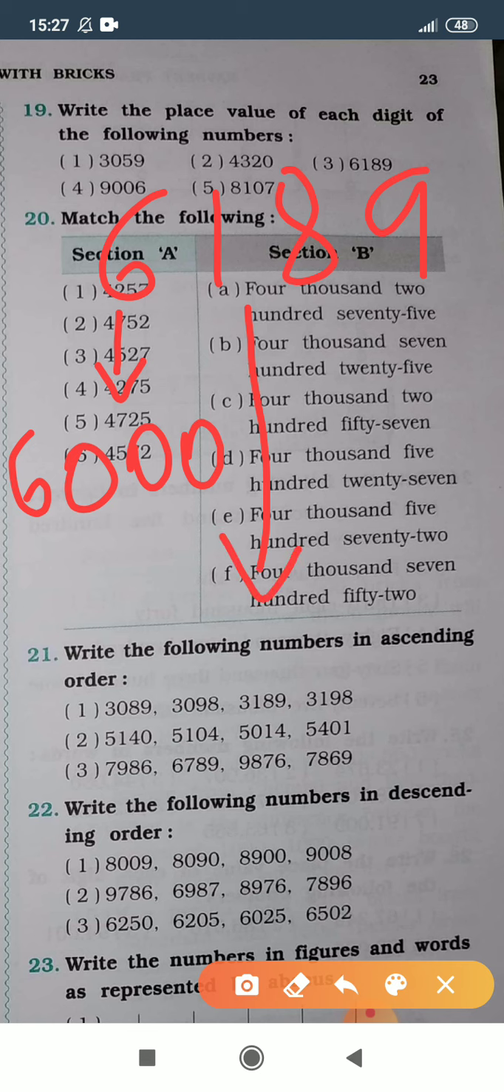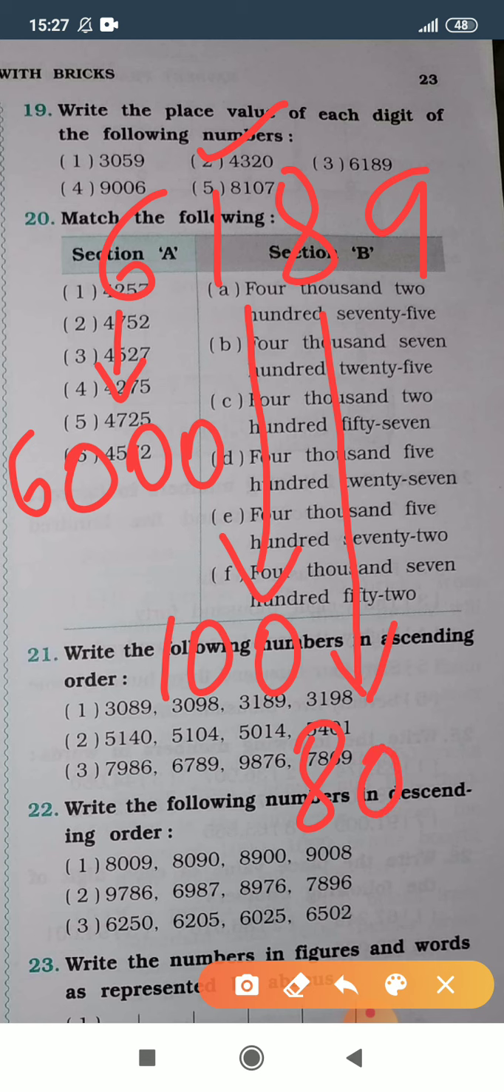1 is on hundred place. That means 100 is the place value of 1. 8 is on tens place. That means 80 is the place value of the digit. And 9 is on ones place. So 9 will be written as it is in single digit because it is on ones place.